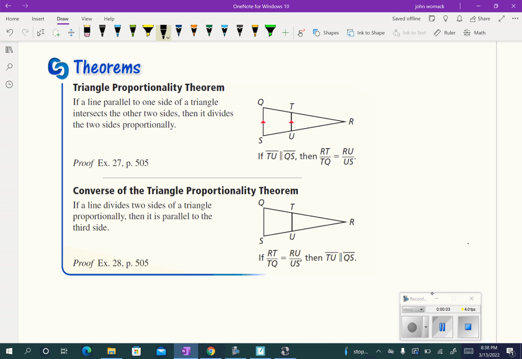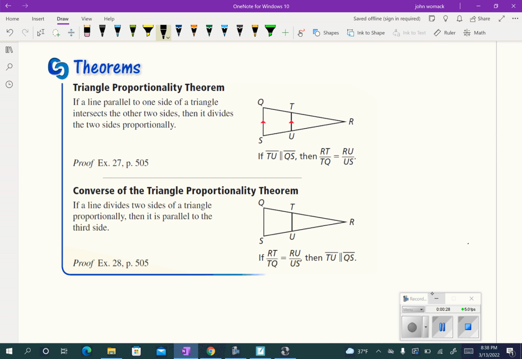All right, so we've talked a lot about similarity in triangles and polygons and figures. We're going to go over today just some more problems that have to do with similarity. So this first theorem is called the triangle proportionality theorem. And what it says, if a line parallel to one side of the triangle intersects the other two sides, then it divides the two sides proportionally.